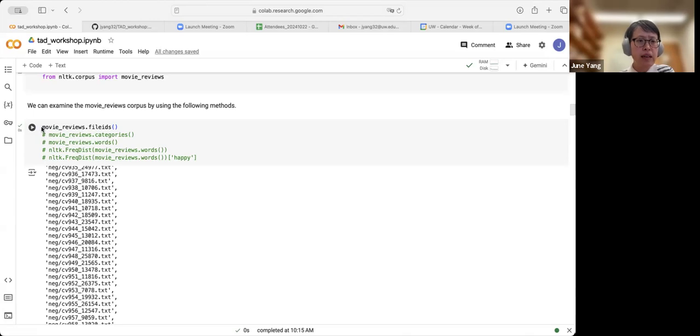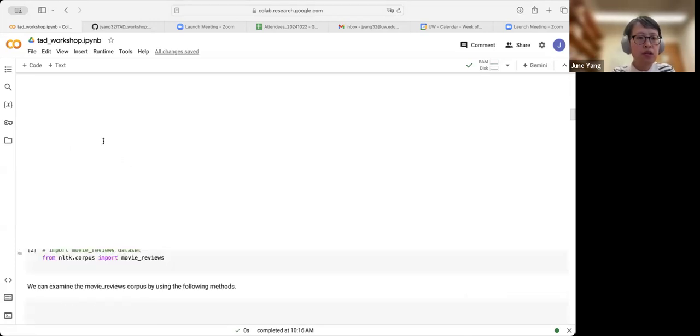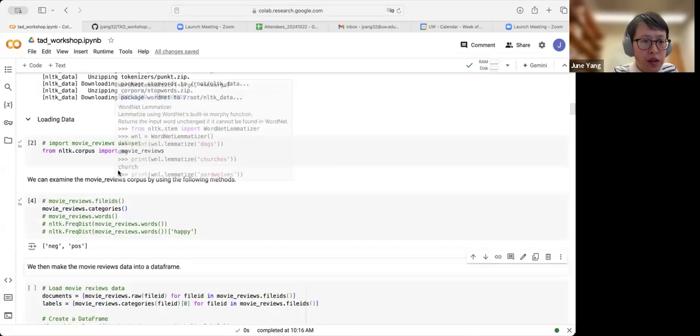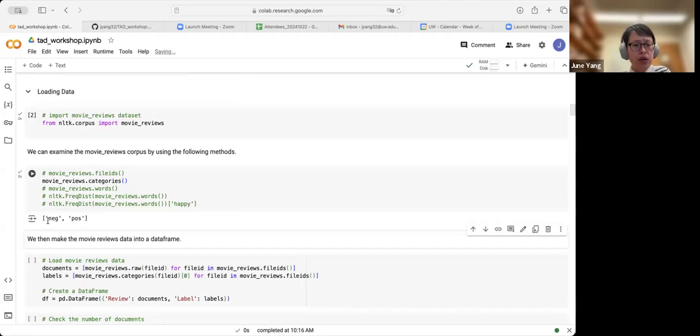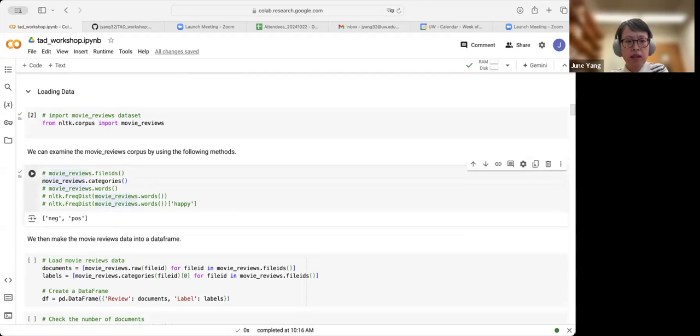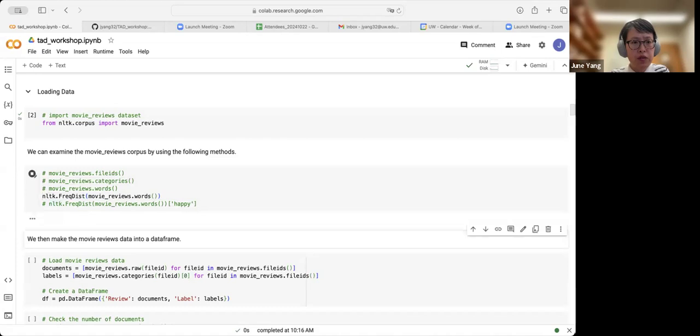Under the folder, there are different text files containing different pieces of movie reviews. So this is what we guess, but we can also check out what are the categories inside this movie review object. We notice that there are actually two subfolders. One is called negative, one is called positive. So listed here are all different methods, and we can also check out what are the most frequent words appearing in this movie review dataset.